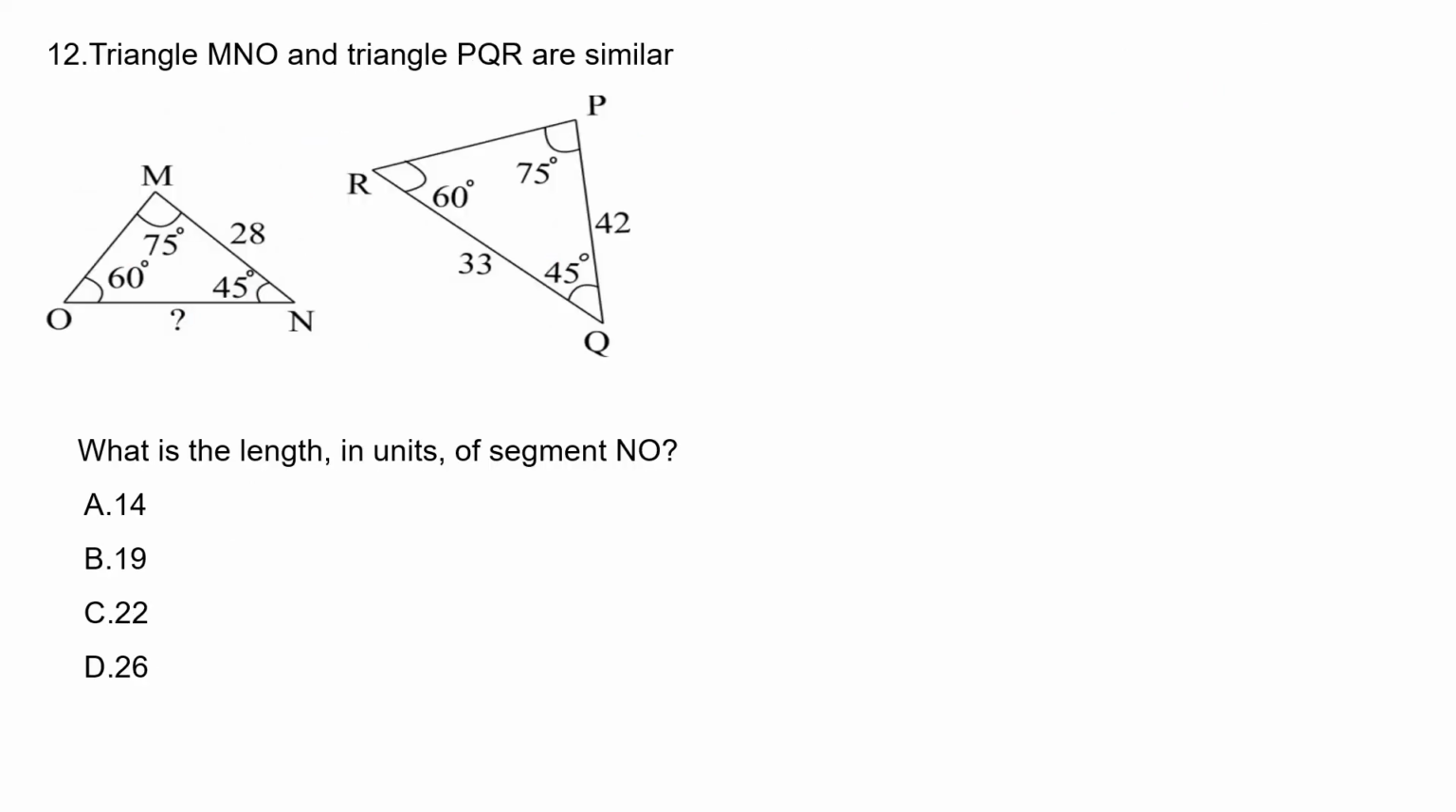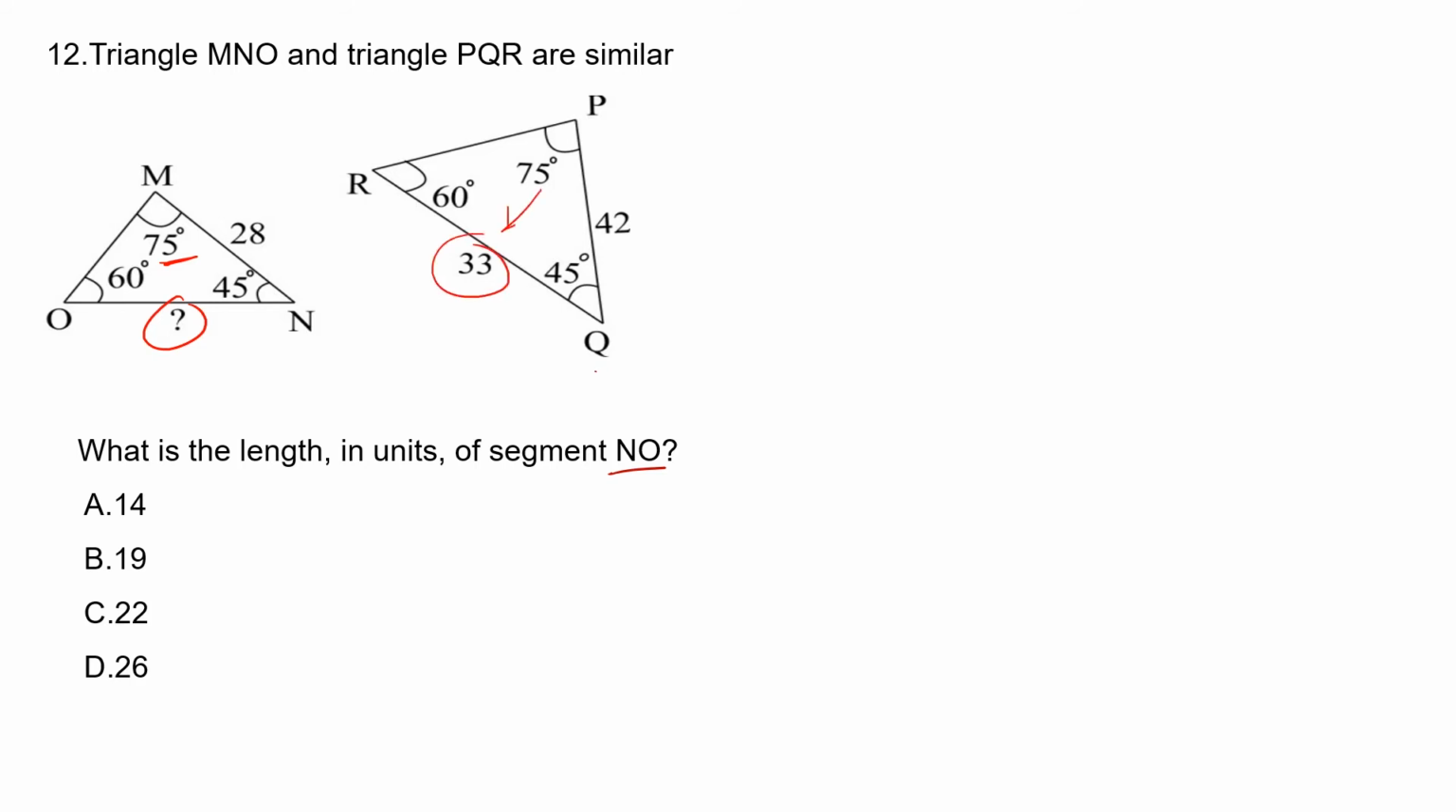So number 12 says triangle MNO and triangle PQR are similar. What is the length in units of segment NO? So since we know that these two triangles are similar, that means that their sides are proportional. So ON is right here. It is opposite that 75-degree angle. So the corresponding side would be side RQ, which is opposite the 75-degree angle.